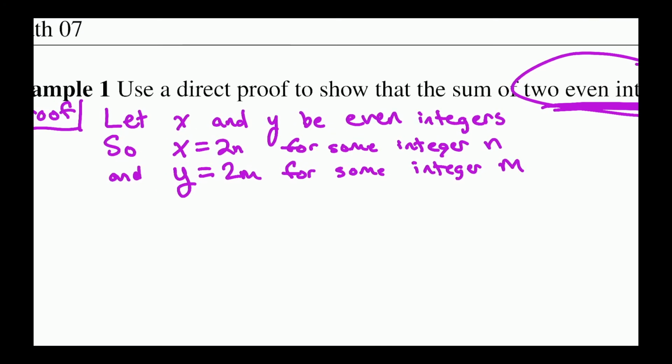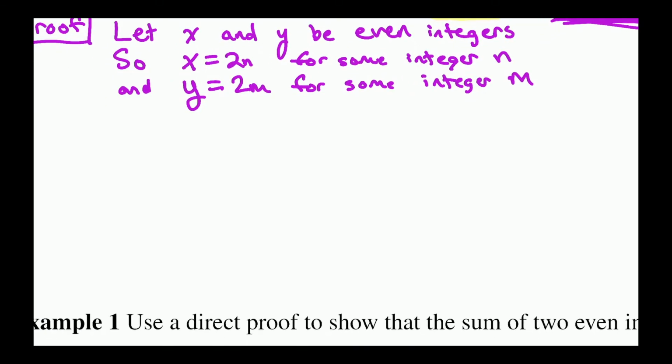All right, so I've got my two even integers now, and I know what they're equal to. Now, what are we supposed to be doing? We're supposed to be looking at the sum, right? We're supposed to be adding these together, adding the two even integers. So let's add the two even integers.